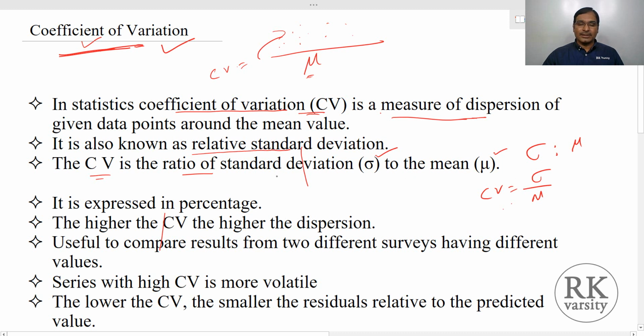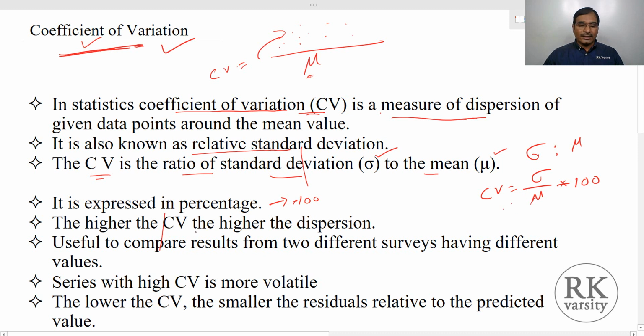It is a relationship between two: one is the standard deviation and the other is the mean. As a ratio we express A is to B, that is, standard deviation is to mean value, and it is expressed in percentage terms. When you are saying percentage terms, you need to multiply this by 100. So here is our value, multiplied by 100. So you got the formula for calculating a coefficient of variation.